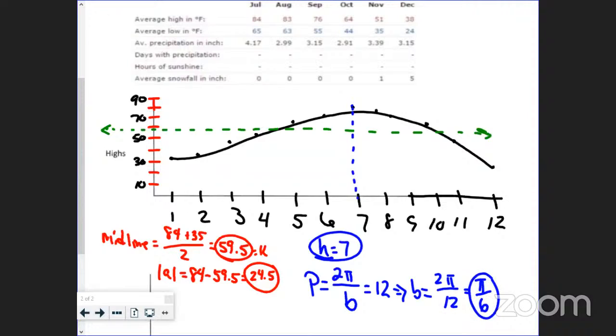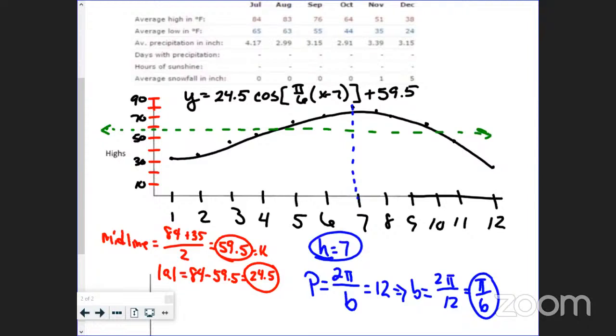Now I should be able to write my function. I have everything I need to write this function. Y equals 24.5. We said we're going to write it as a cosine curve. The cosine of, what goes here? B, pi over 6. Now it's the phase shift, x minus 7. Then it's the midline, 59.5.